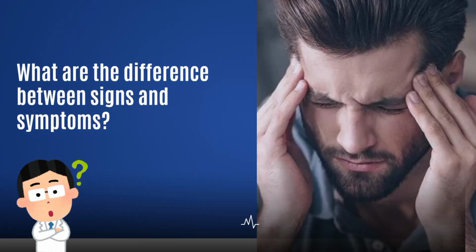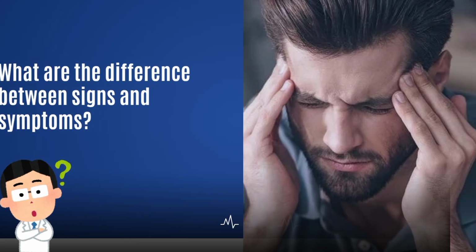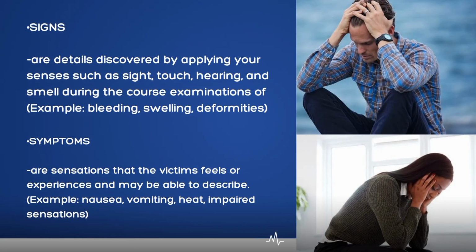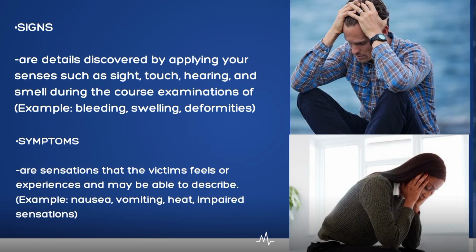What are the differences between signs and symptoms? Signs are details discovered by applying your senses such as sight, touch, hearing, and smell during the course of examination. Example, bleeding, swelling, and deformities. Symptoms are sensations that the victim feels or experiences and may be able to describe. Example, nausea, vomiting, heat, and impaired sensations.